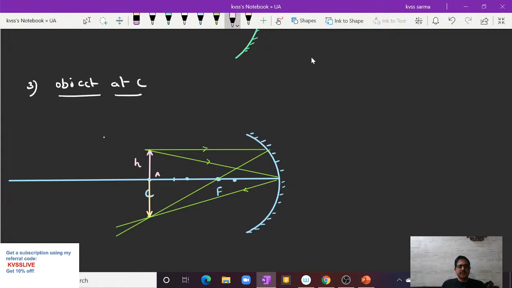So AB is the object and A dash B dash is the image. Like this you can take. First, one light ray passing parallel to the principal axis. After reflection it passes through the focus. Another light ray initially falling on the pole is reflected symmetrically, if these two angles are equal. So these two light rays are intersecting here. So if the object is at C, the image is formed at C.